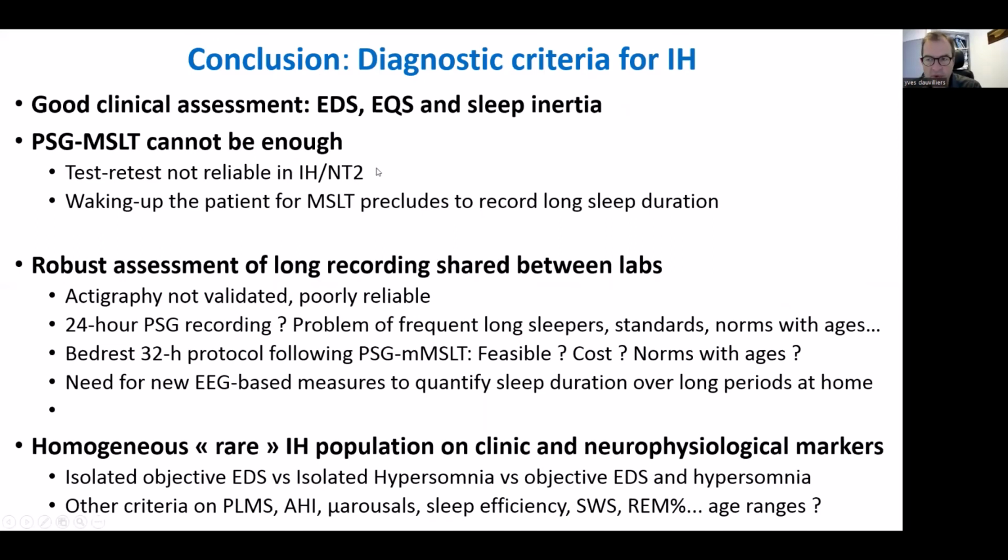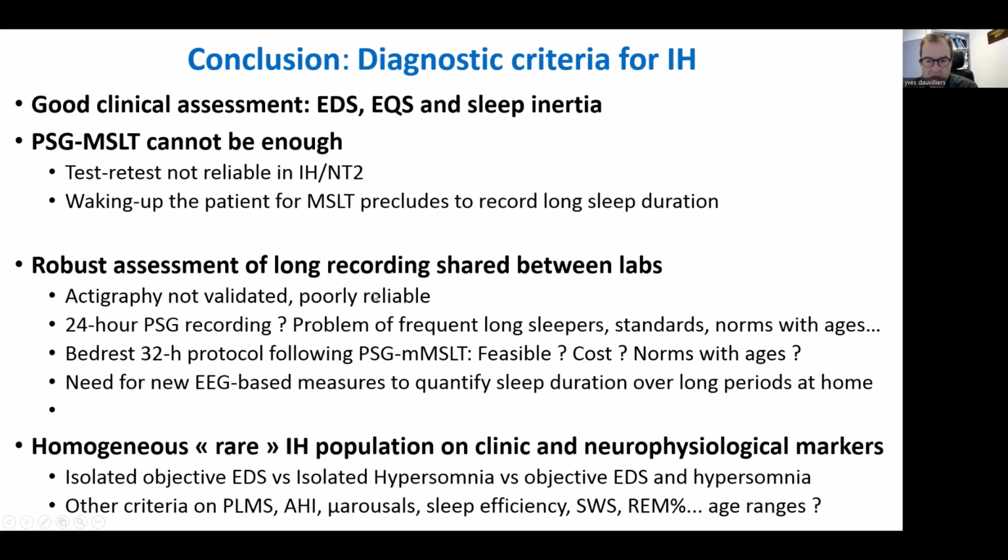So to conclude on the first talk, IH is a rare disease where you need a good clinical assessment of excessive daytime sleepiness, excessive quantity of sleep and sleep inertia. PSG and MSLT cannot be enough. There's no good test-retest in IH and NT2 in terms of the results. Waking up the patient for MSLT precludes recording long sleep duration, so it cannot be the good test, not the only one at least. You need a better assessment with long sleep recording.